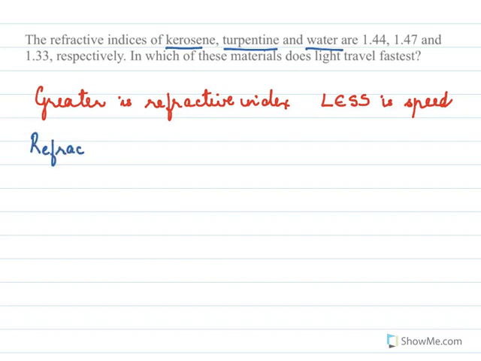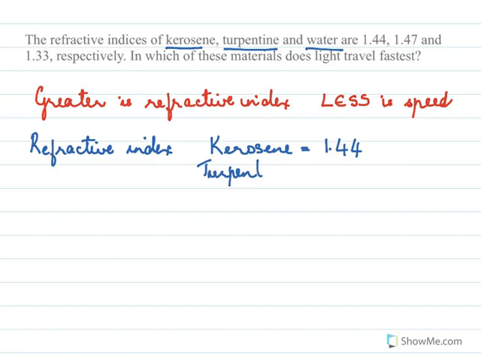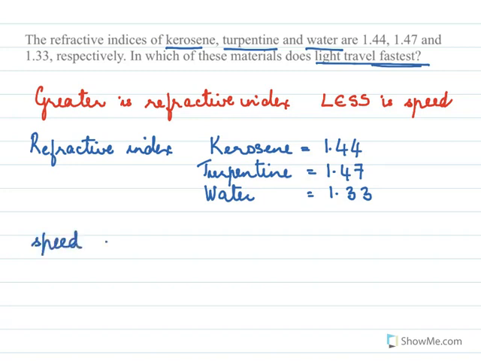Refractive index of kerosene equal to 1.44, turpentine 1.47 and water 1.33. In which of these materials does light travel faster? If the speed has to be fastest, which means refractive index will be least. So where is the refractive index least? The refractive index least is in water.